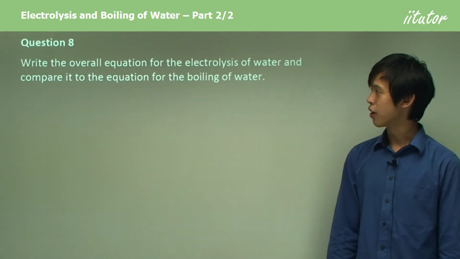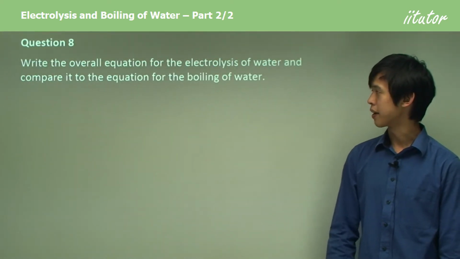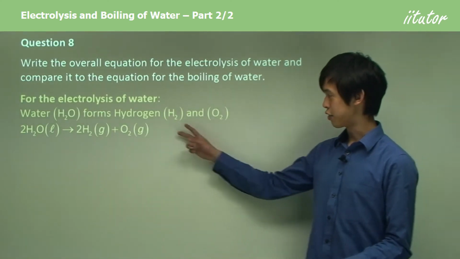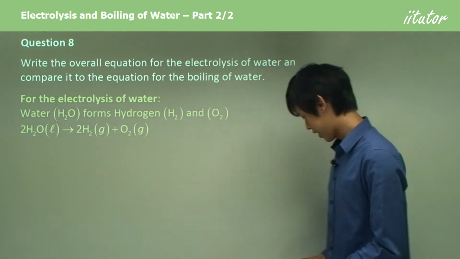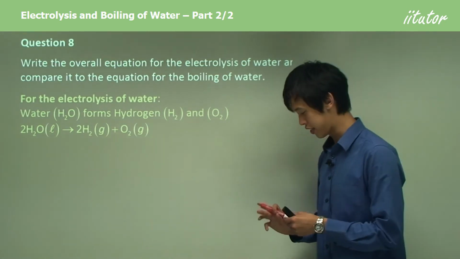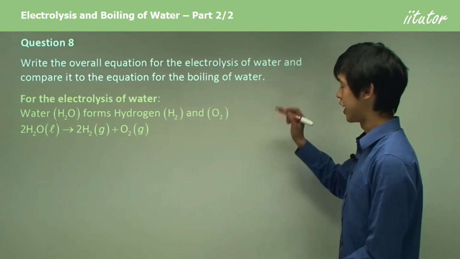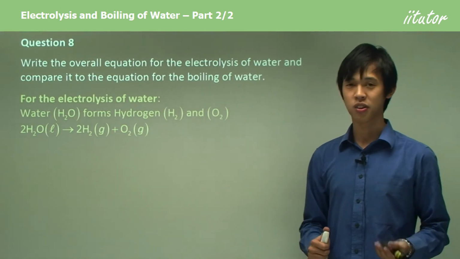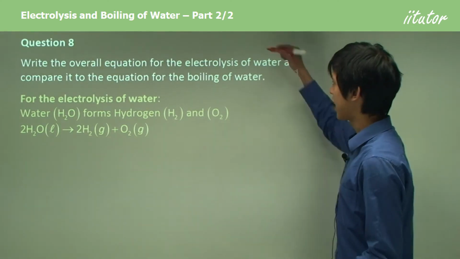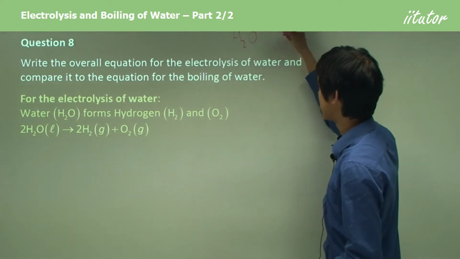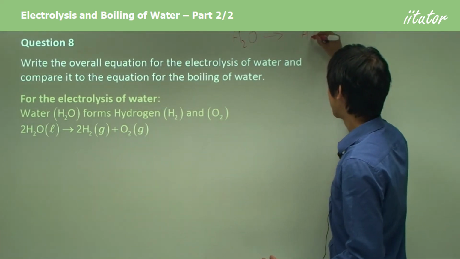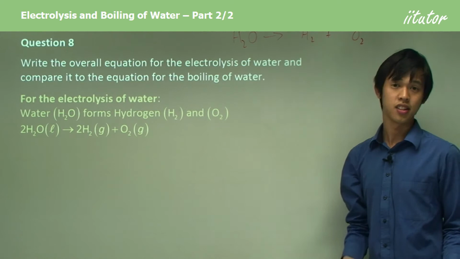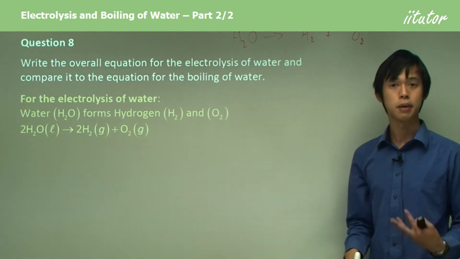Question 8. Write the overall equation for the electrolysis of water and compare it to the equation for the boiling of water. Okay, so water, H2O, forms hydrogen and oxygen. Now to work that out, you can simply write what you know first. This is a really good way of answering a question because chemical equations only balance in a certain number of ways. By writing out all the things you know, you can pretty easily balance this. You know that water turns into hydrogen and oxygen, and you know that hydrogen and oxygen both exist as diatomic gases because you've been studying chemistry very hard.